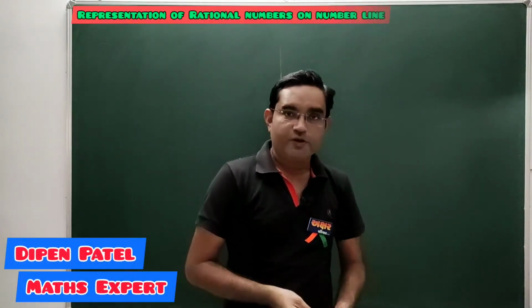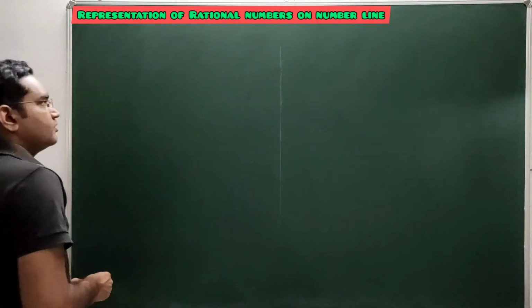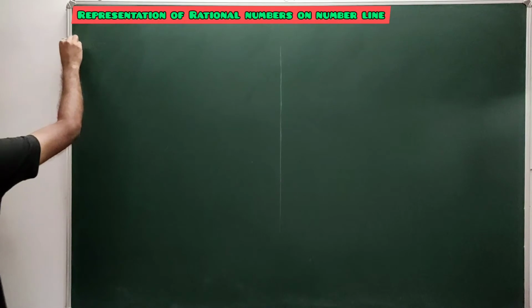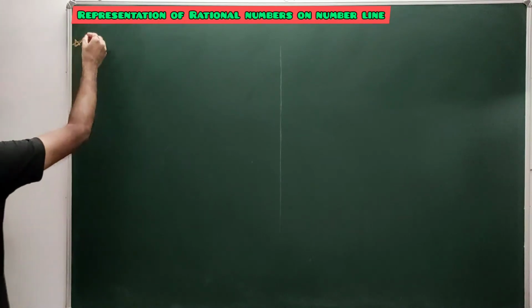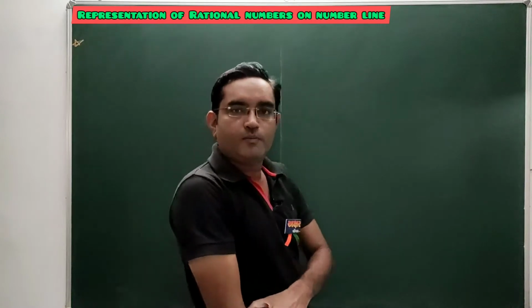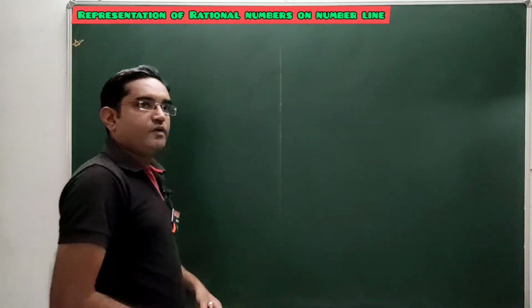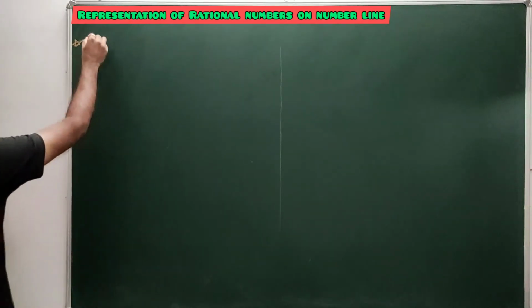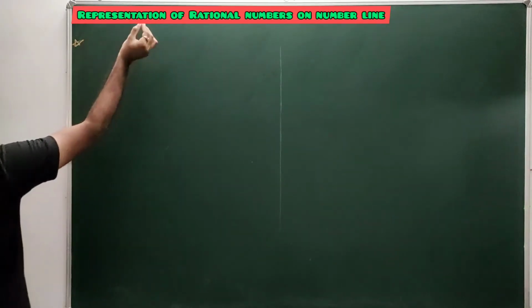In this video we are going to discuss how to represent rational numbers on number line. Representation of rational numbers on number line. Before studying how to represent any rational number on number line, we have to discuss the different types of rational numbers that will occur. So let's start with the different types of rational numbers.